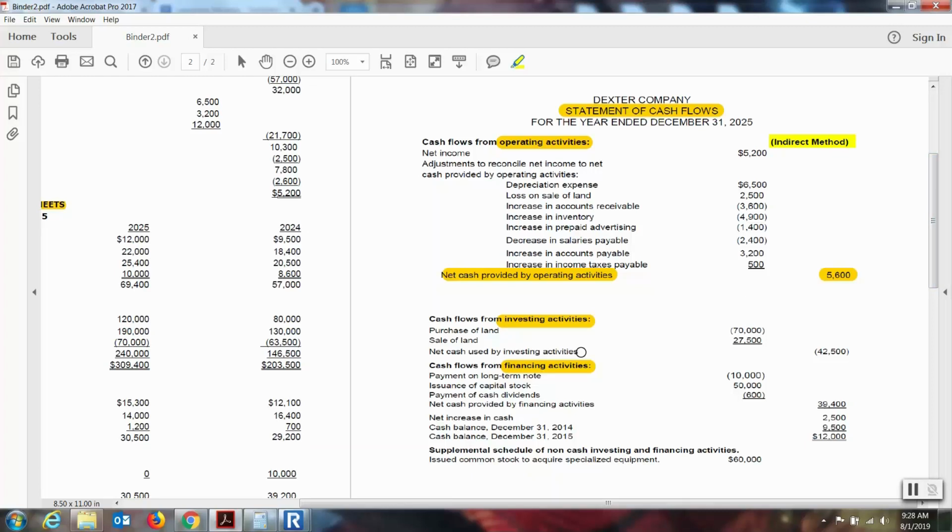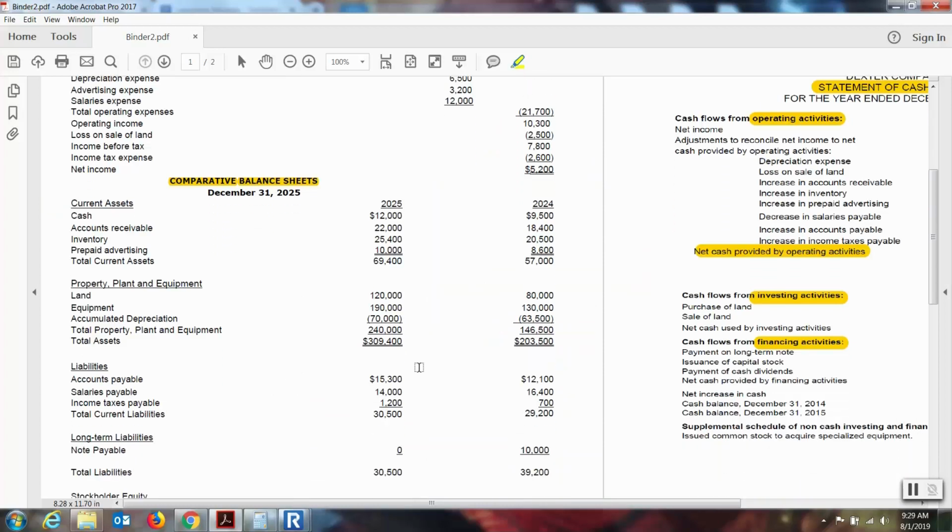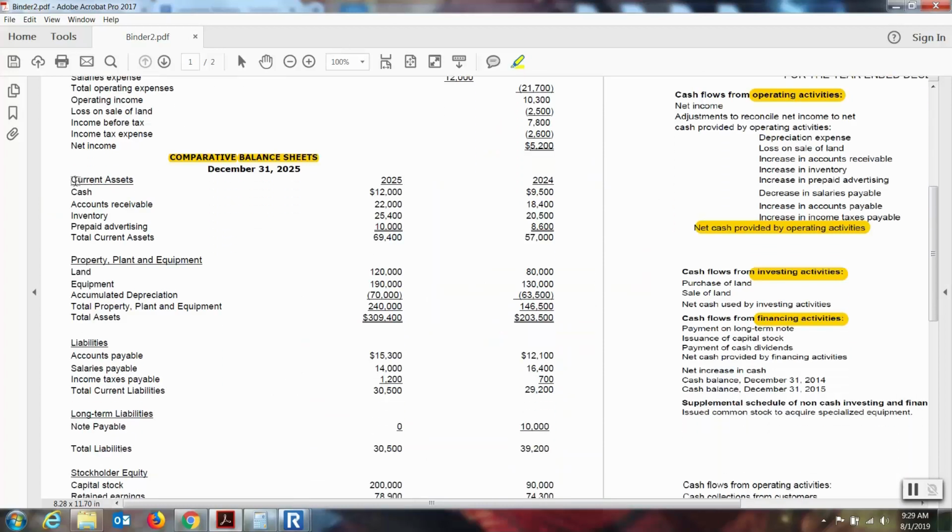The investing section is primarily focused on your property, plant, and equipment or long-term investments. Financing activities are going to be related to long-term notes or liabilities, and then activities in the stockholder section. Let's examine the sheets that we have. We have the comparative balance sheets here. Again, we've already worked through the current assets and the current liabilities, so we're finished with those. What we're focused on now will be the property, plant, and equipment and long-term liabilities, and then the stockholder equity section when we get to the financing section.